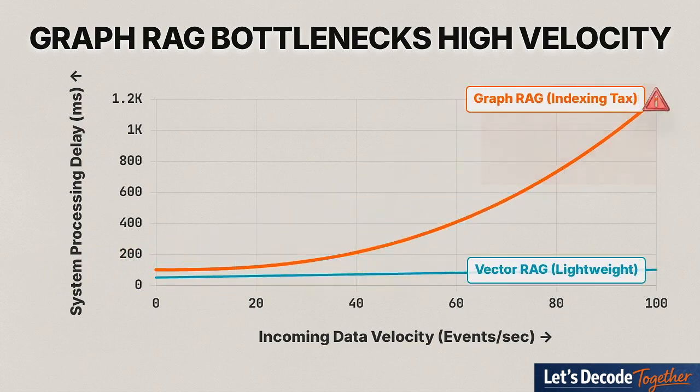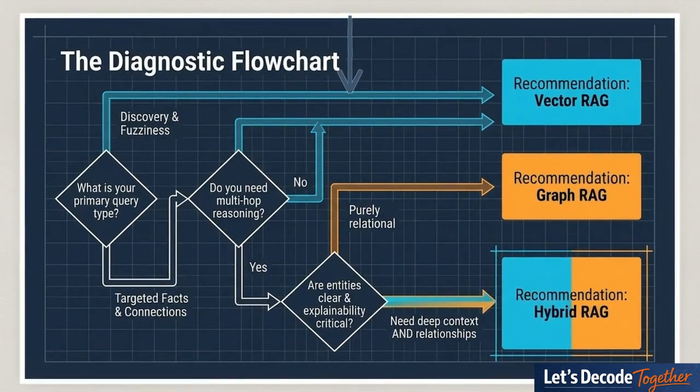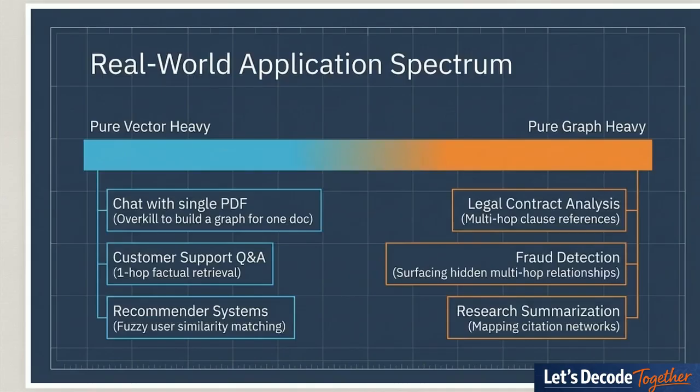This diagnostic flowchart helps match specific business realities to the correct architecture. Following the top teal path leads directly to VectorRAG. If optimizing for speed and your query relies on broad discovery, stay with pure vector. The left side of the spectrum provides concrete examples. Graph indexing is unnecessary for customer support Q&A.